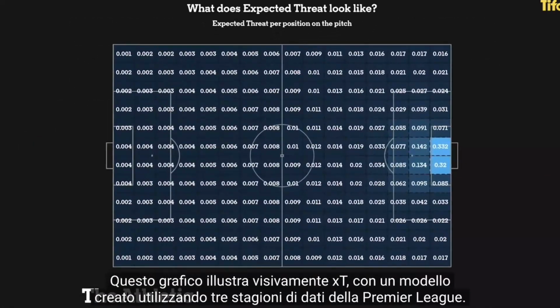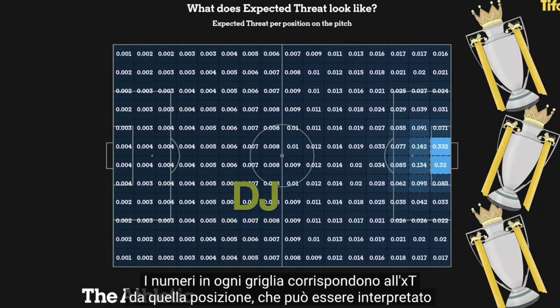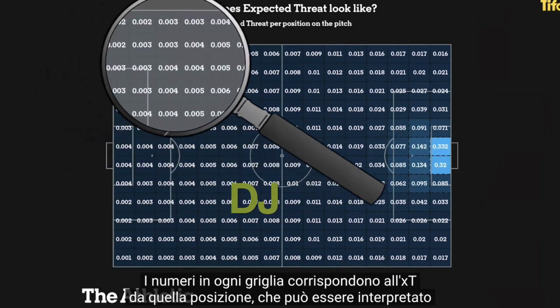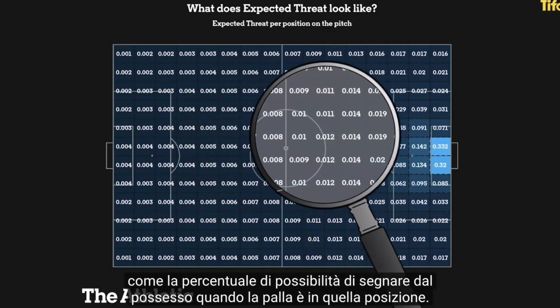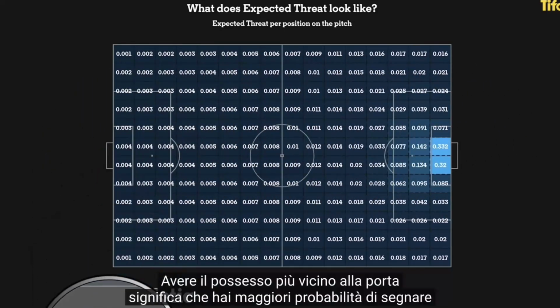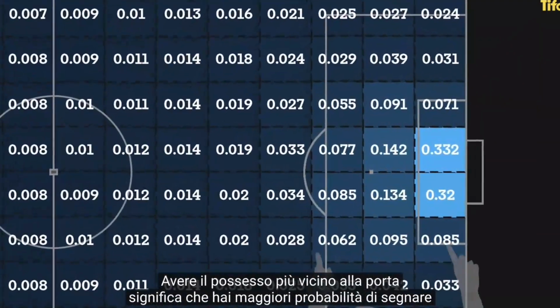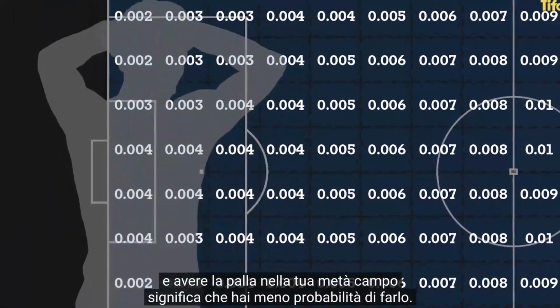So this graphic here visually illustrates XT, with a model built using 3 seasons of Premier League data. The numbers in each grid correspond to the XT from that position, which can be interpreted as the percentage chance of scoring from the possession when the ball is in that position. Having possession closer to goal means that you're more likely to score, and having the ball deep in your own half means that you're less likely to do so.